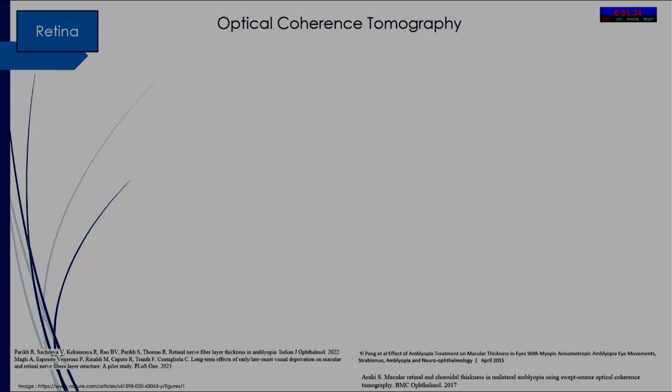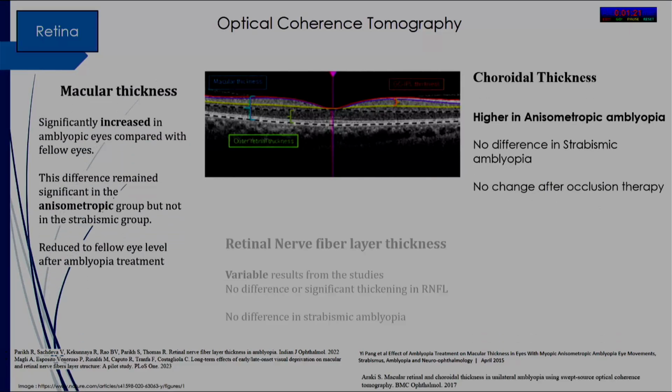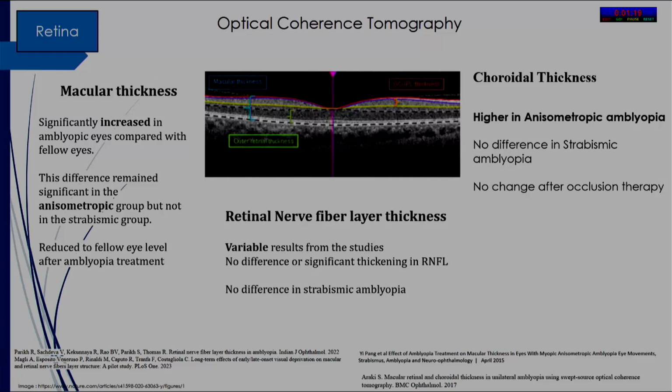Optical coherence tomography gives us a high resolution cross-sectional image of the retina, which distinguishes the layers of the retina, giving us insight about the structural changes in them. When the retinal nerve fiber evaluation was done in amblyopic patients, it was a variable result, but the macular thickness and choroidal thickness were higher in amblyopes, especially the anisometropic amblyopes. One point we should note is that the macular thickness reduces to fellow eye level after the amblyopia treatment, that means after the occlusion therapy.